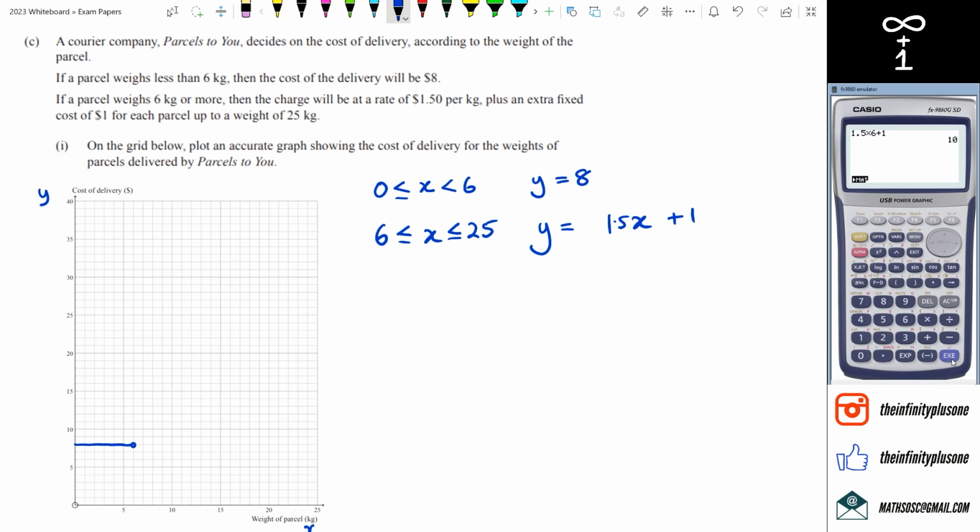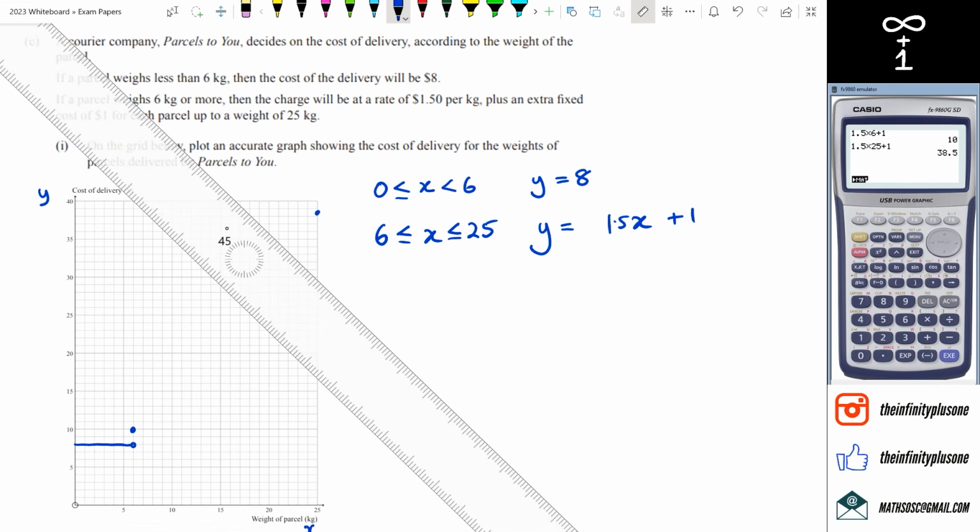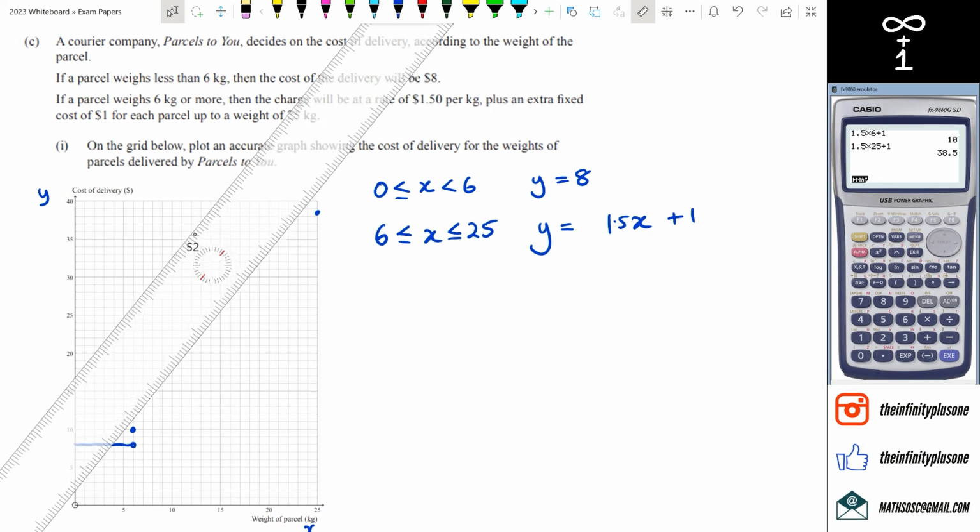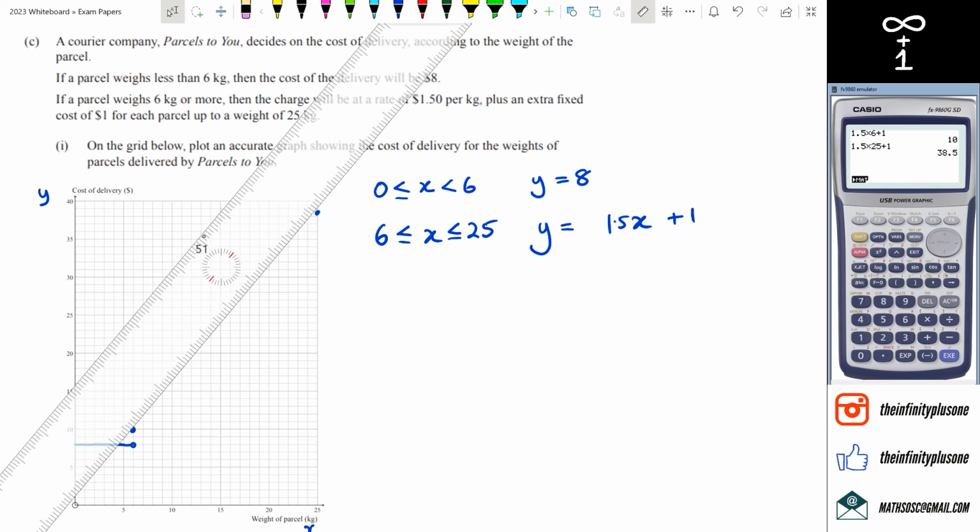So when it's 6 kgs, it's actually going to cost $10, which means it is a closed point. And then I want to go up to a maximum of 25, so I'm going to go 1.5 times 25 plus 1. And that's giving me $38.50. So if I go to $38.50, that's 39, roughly there.